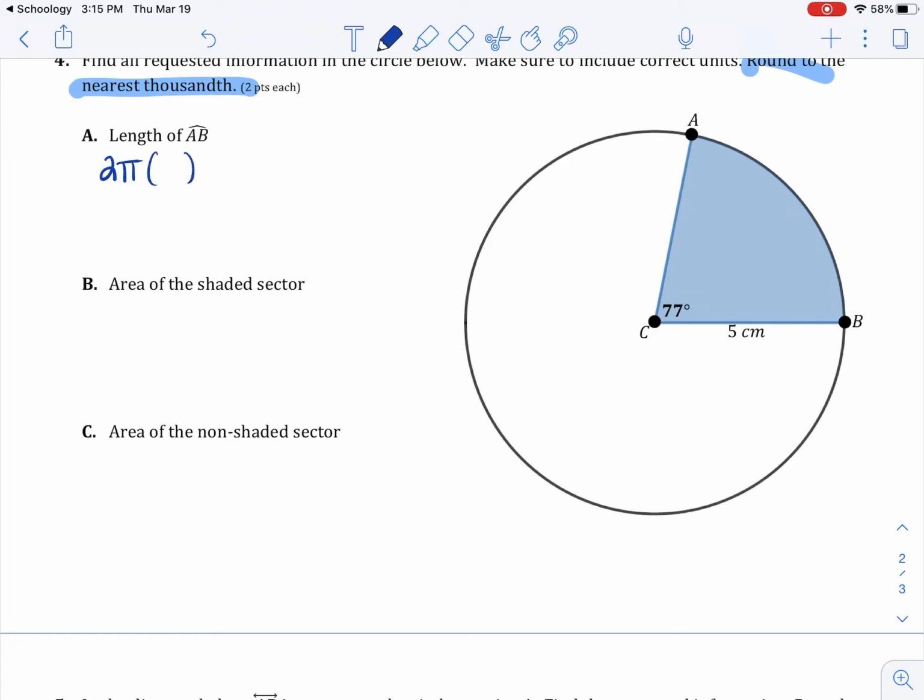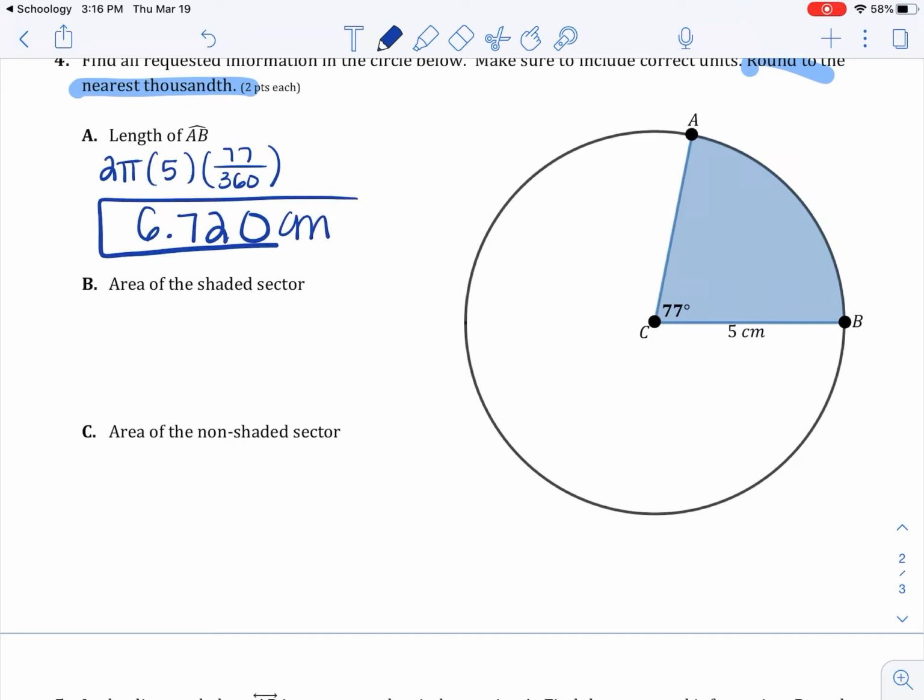So arc length formula is 2 times pi times the radius. I can see the radius is 5 times 77 over 360. I'm going to go ahead and put that in my calculator. If you have this right and the answer wrong, go ahead, pause the video, put it in your calculator. 3 decimal places, 6.720 units. This is length, centimeters.